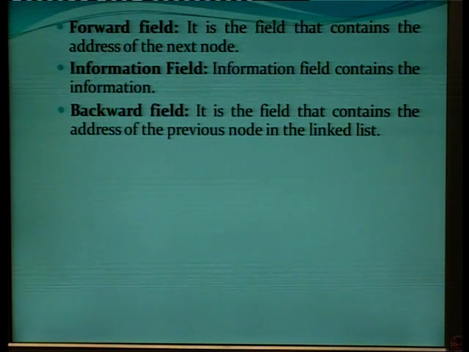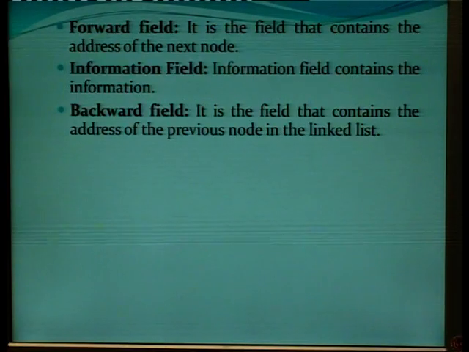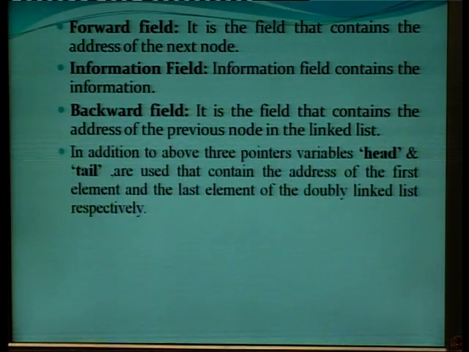Forward field stores the address of the next node of the doubly linked list, and backward field stores the address of the previous node of the doubly linked list. So it points to both the previous and next node of the doubly linked list. In addition to the above three pointer variables, head and tail are used that contain the address of the first element and the last element of the doubly linked list respectively.